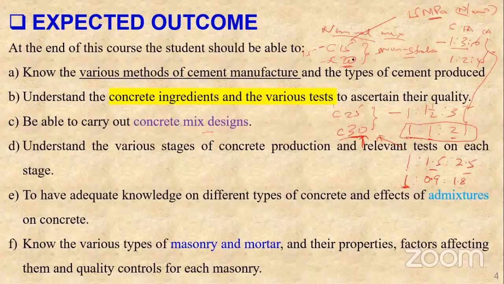Now, class 20 is 20 MPa. Class 25, 25 Newtons per millimeter squared. So we need to understand all this to be able to conduct the concrete mix design. Again, you need to understand at the end of this the various stages of concrete production and the relevant tests on each of the stages. So of course, the others, you can see what is required of you.